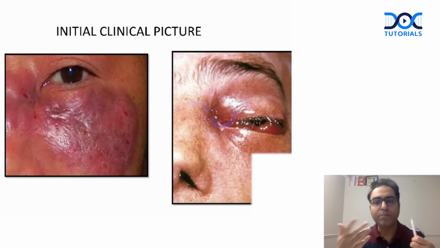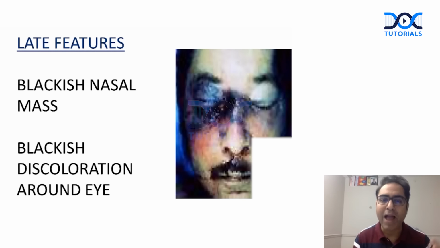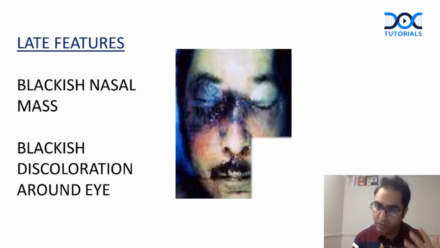As days proceed, this is an angioinvasive fungus. It blocks the blood vessel, causes ischemia, necrosis. Via the blood vessel, it goes to orbit and brain. Therefore, after a few days, the black color will come. The late feature will be black color, like blackish nasal mass, blackish discoloration around the eye, and the brain involvement is also there. Okay, but don't forget, not every mucormycosis patient will have black color. You think early patients can have the normal type of inflammatory picture only.